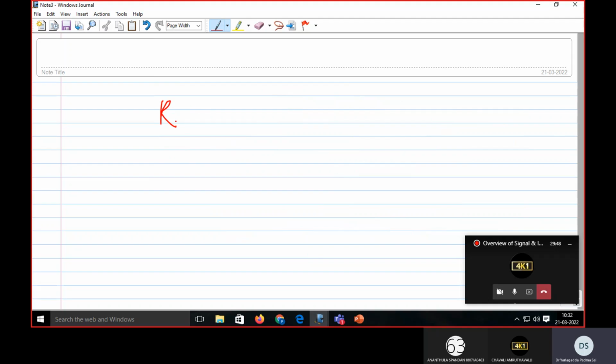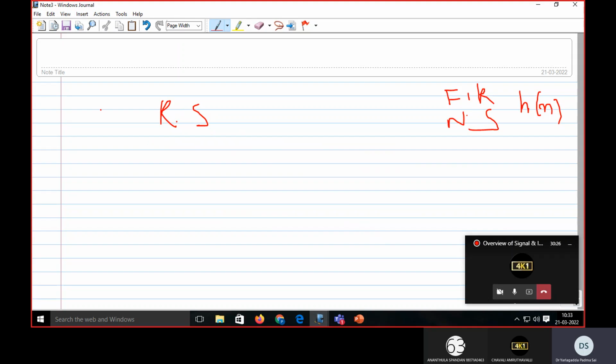One is recursive, the other one is non-recursive. Non-recursive is nothing but your FIR. FIR is finite impulse response. What you are having is finite: h(n) is having a finite number of samples. That name itself is indicating finite impulse response. Just now I explained what is meant by impulse response h(n). h(n) is having a finite number of samples, because of that we are calling it an FIR filter. The same thing we are calling a non-recursive system.